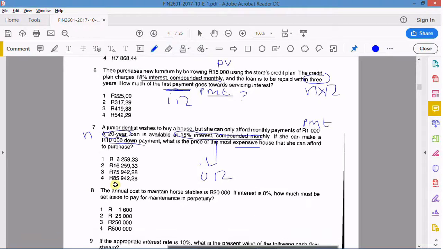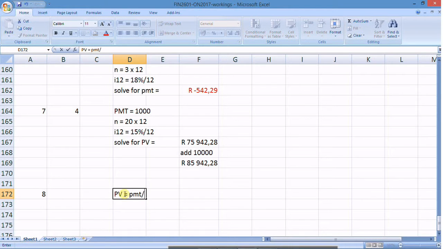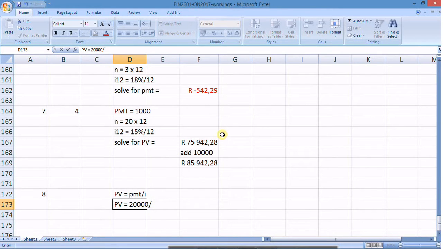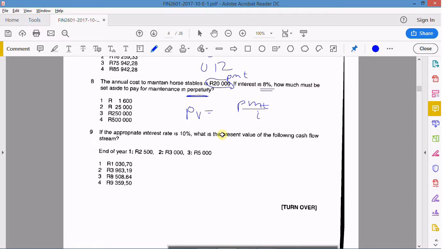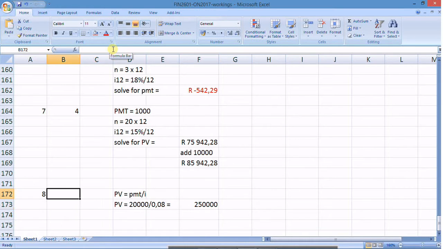Okay, 8. Annual cost of maintaining horse stables is 20,000. That's the annual cost, so that's payment probably. Interest 8%. How much must be set aside to pay the maintenance in perpetuity? Perpetuity means forever. So PV equals payment over I. There's no growth, so it's just divided by the rate. PV equals the annual cost, 20,000, divided by the rate, 8%, 0.08. This gives you 250. Option 3.